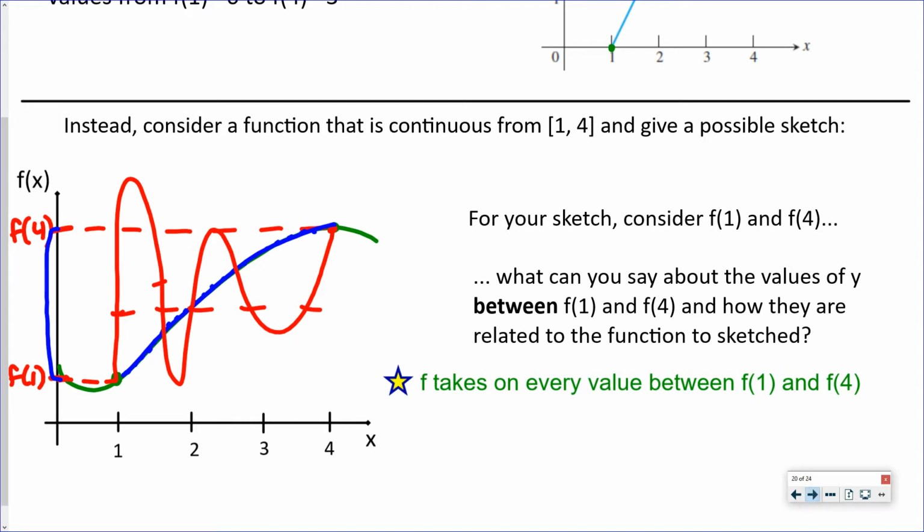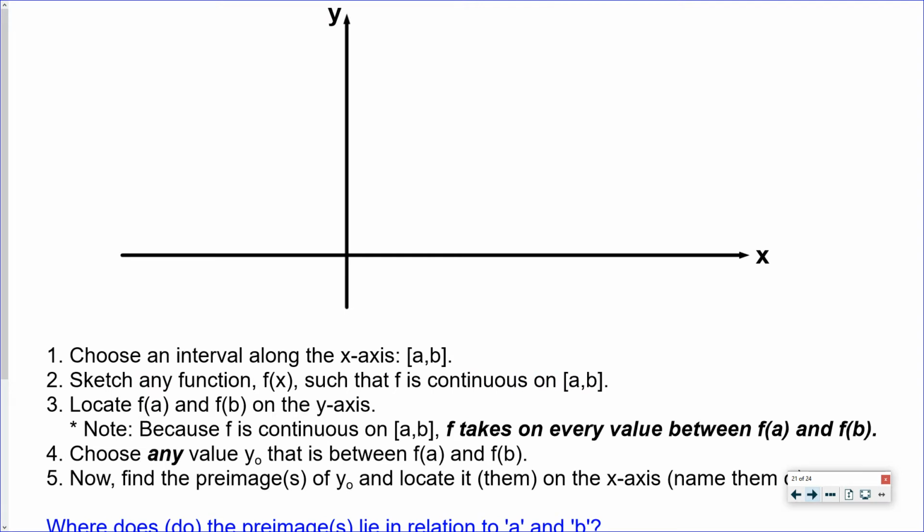All right, so here's what the theorem actually says. I'm going to walk you through another picture. Choose any interval along the x-axis, a to b. I'm going to do a over here, b over here. There's our interval on our x-axis from a to b. Sketch any function again such that f is continuous on a to b.